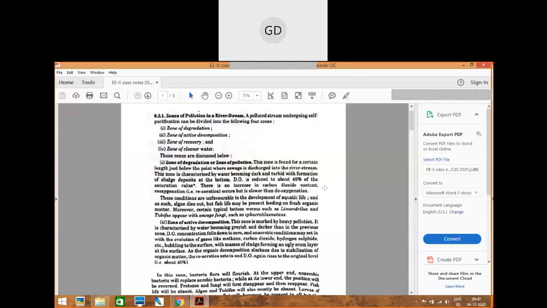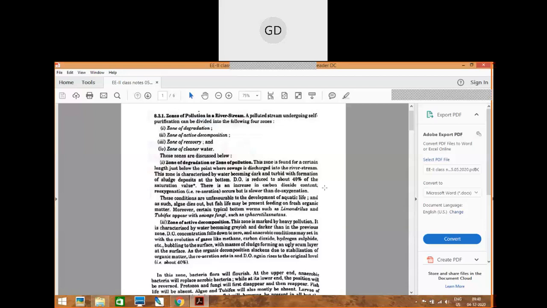So now it is said here that in these conditions, the DO content is reduced by 40%, the carbon dioxide content is increasing, reoxygenation is occurring but it is lower than deoxygenation, and the water is becoming dark and turbid with the formation of sludge deposits. All these conditions are very unfavorable for the development of aquatic life, okay? So what happens, the algae dies, then the fishes will die. All aquatic life will be hampered if these conditions develop. This is about your zone of degradation or zone of pollution.